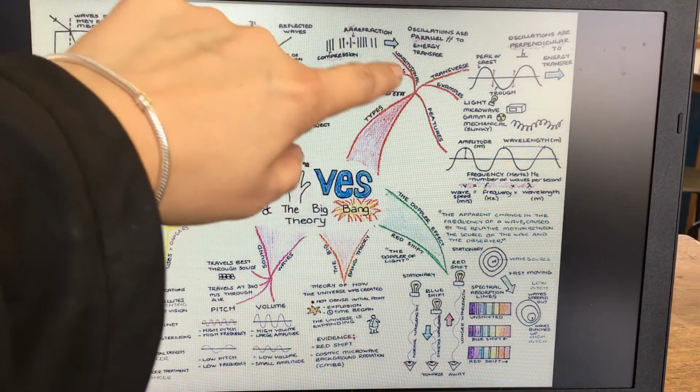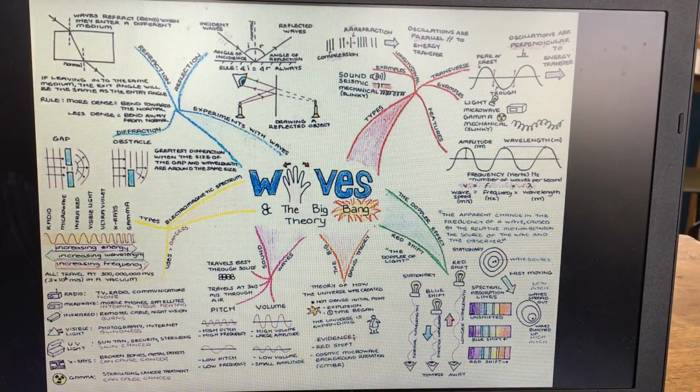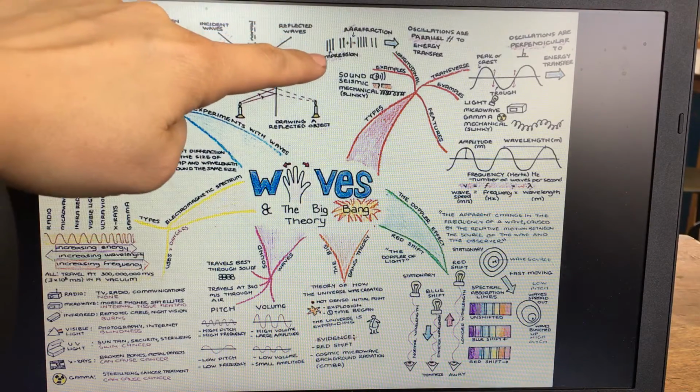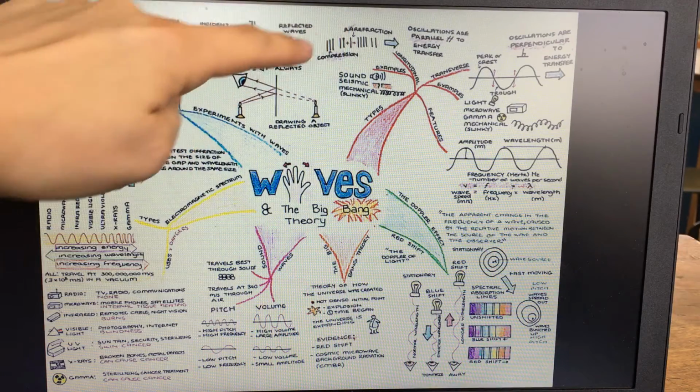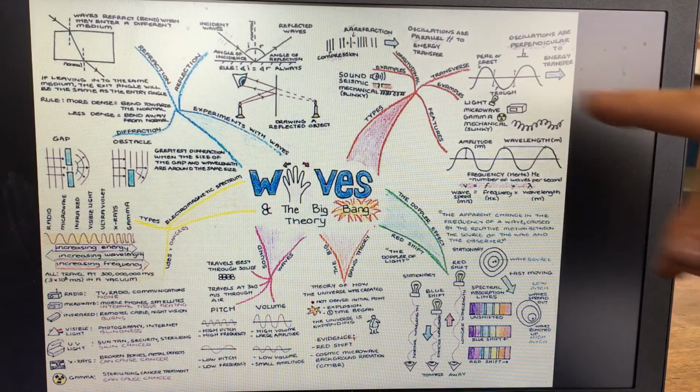First one is longitudinal. Examples of this would be sound. I like to say longitudinal like this, so makes a sound. Seismic waves, mechanical waves, so you can say slinky. Now the important bit you need to know is that longitudinal waves are a series of compressions and rarefactions. It requires a medium to travel through for it to happen.